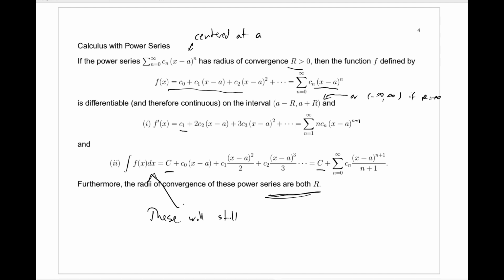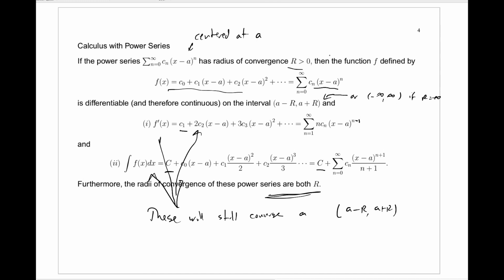These things, meaning the power series for the integral of f and the power series for the derivative of f, will still converge on this interval from a minus r to a plus r. Remember, it will be the whole real line if r equals infinity.